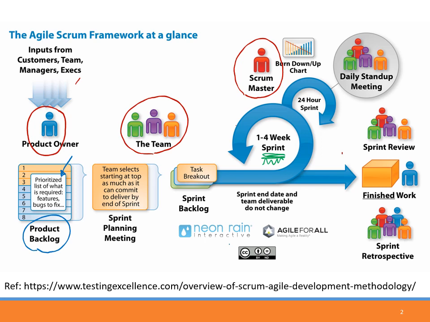So within one sprint, let's say that our sprint is 2 weeks. The whole team, together with the product owner and the Scrum Master, at the beginning of each sprint, that means day one of the sprint, will do what we call the sprint planning meeting.